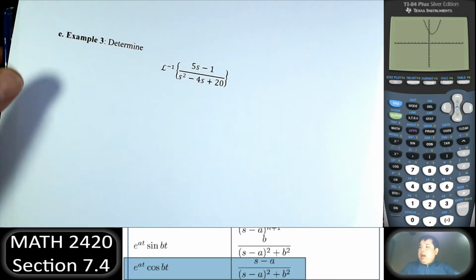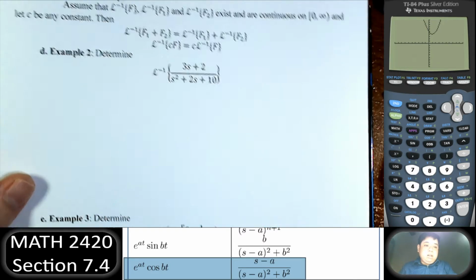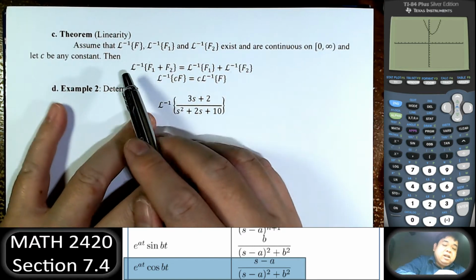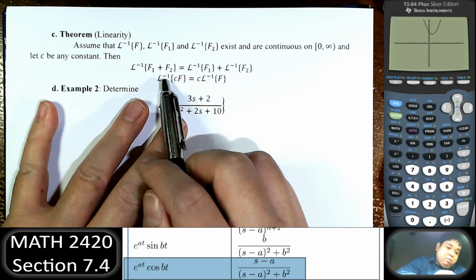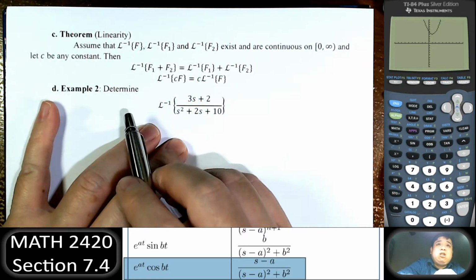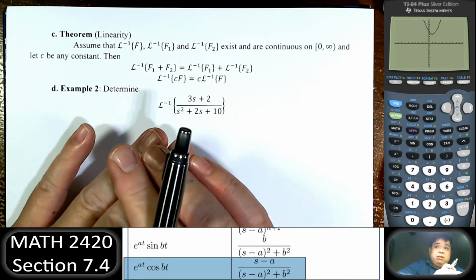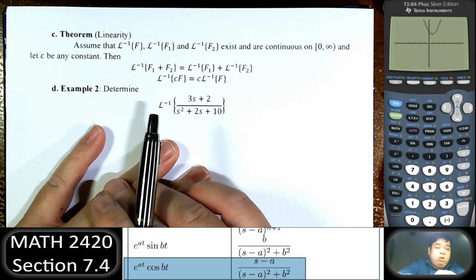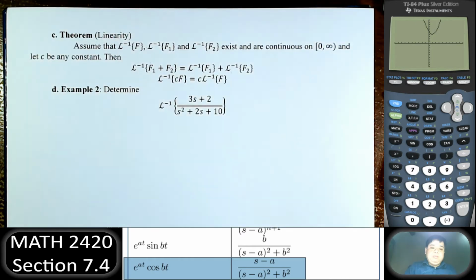Next, we have the property called the linearity property. This property holds for limits, derivatives, integrals, the Laplace transform, and the inverse transform. Meaning that the inverse Laplace transform of a sum is the sum of the inverse Laplace transforms. We can take the constant outside. So this is exactly like derivative, like integral, like limits, like summation, like the Laplace transform.